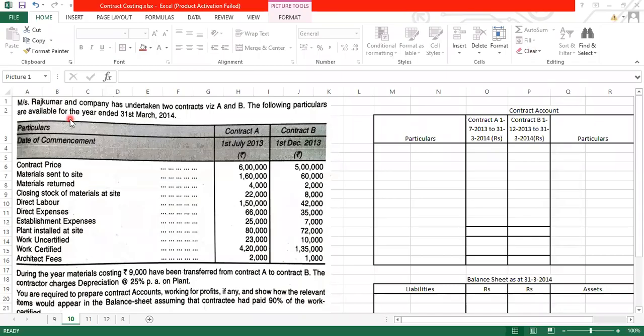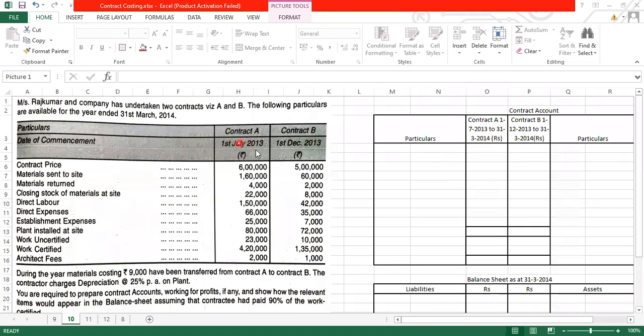Messrs. Rajkumar and Company has undertaken two contracts with A and B. The following particulars are available for the year ended 31st March 2014. Now we have our two contracts. It means that this is a sum of many contracts. So they have undertaken the two contracts, and they are giving us the information for the year ended 31st March 2014. Now, if you see, the date of commencement of contract A and contract B is different.